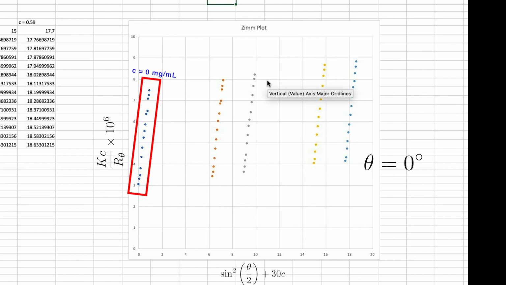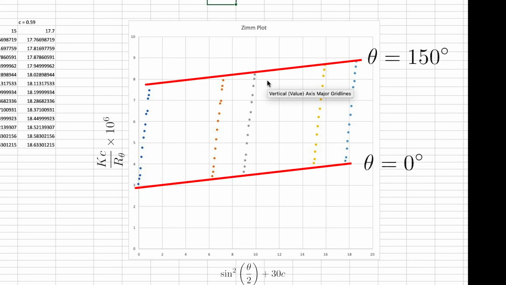We plotted the data as a function of concentration on the x-axis and found the y-intercept. And that gave us the data that's highlighted here, which is the scattering from a concentration of 0 mg per mL, which again is not possible because you can't measure scattering from something that doesn't exist, right? You have to have a non-zero concentration.